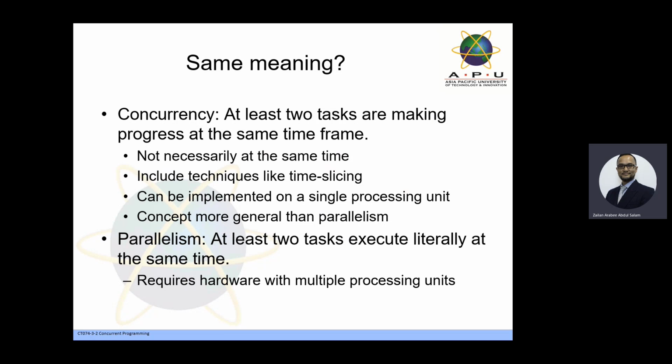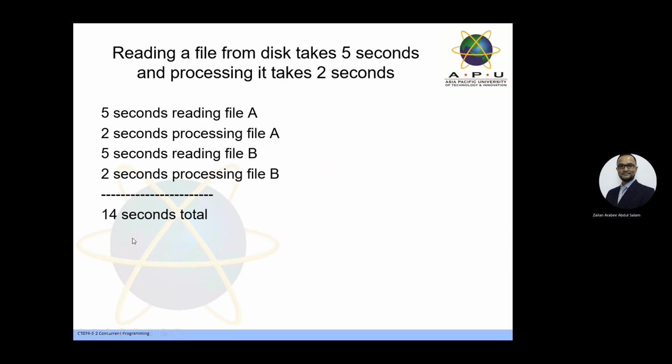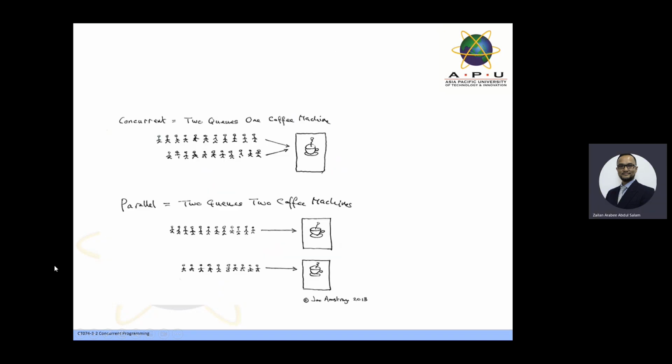Whereas parallelism, it looks something like this. Sorry, concurrency. Oops, where's my, too far away. Okay, I'll jump to this first. Okay, so this diagram basically summarizes the difference between the two.